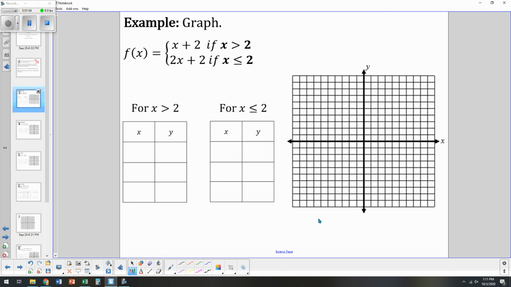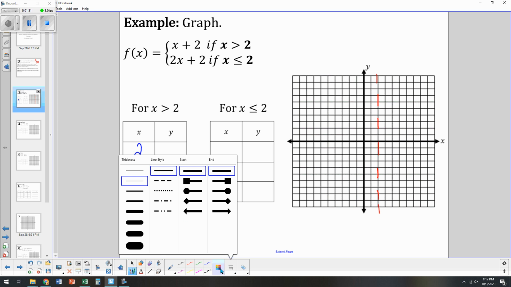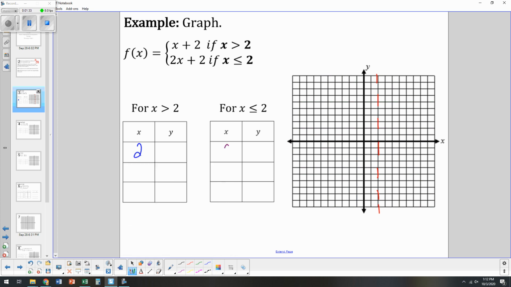So let's do one. We have x is greater than 2 and x is less than or equal to 2 as our two domains in this problem. So I'm going to go over to x is 2 and I'm going to draw my dashed line to separate my two lines. Now for both of them I'm going to plug in 2. So 2 goes here and 2 goes here.